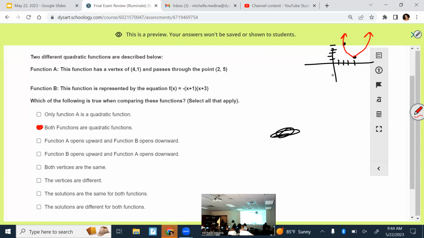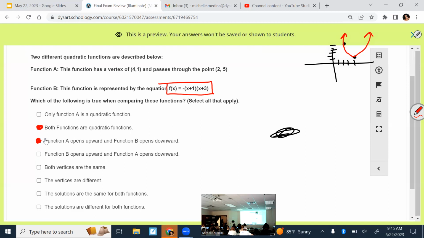Would you say that function B, which is this equation, opens downward? Yes. What makes it open downward? The negative in front of the x squared. Because when you FOIL this, you end up with the negative in front of the x squared. That's what makes it open downward. You can also graph it and see for yourself. Next one: function B opens upward, function A opens downward. True or false? False, because we just picked the one that says the exact opposite.